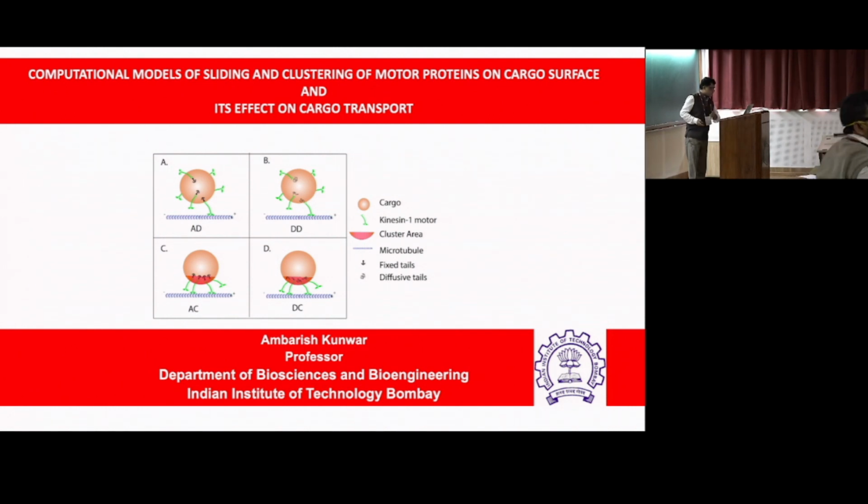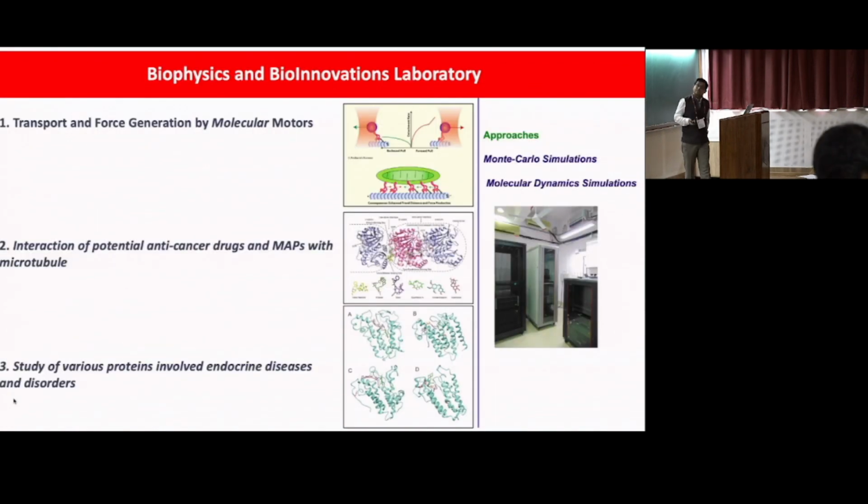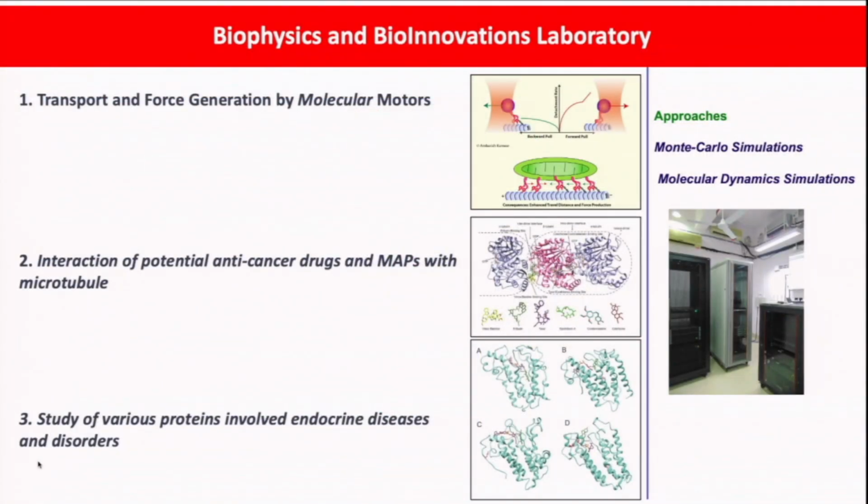So just to give you a brief introduction about what we do in the lab. At IIT Bombay, I have a biophysics and bioinnovations laboratory, and there are three different types of problems we study in the domain of biophysics. We study the transport and force generation by molecular motor proteins. Then we also study the interaction of potential anti-cancer drugs and MAPs with microtubules. And we also study the interaction of various proteins involved in endocrine diseases and disorders. And our approaches are using Monte Carlo simulations as well as molecular dynamics simulations.